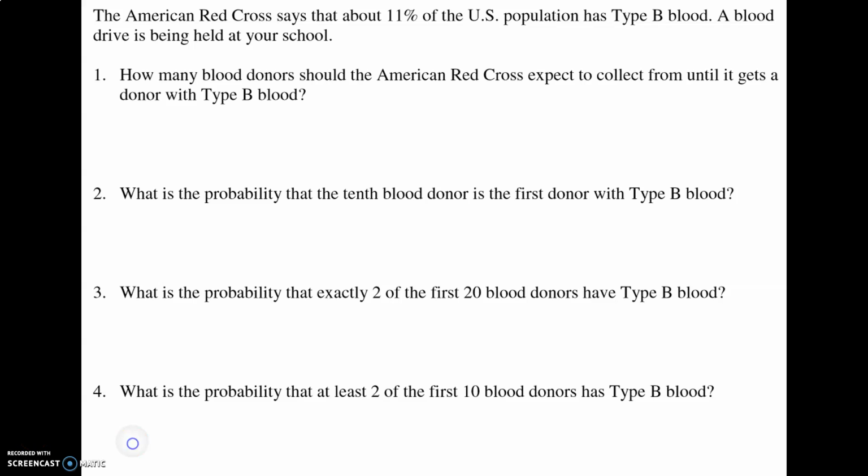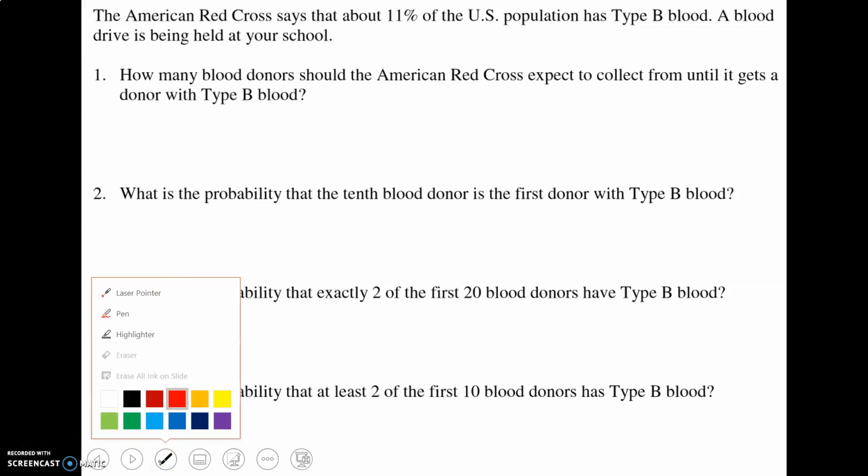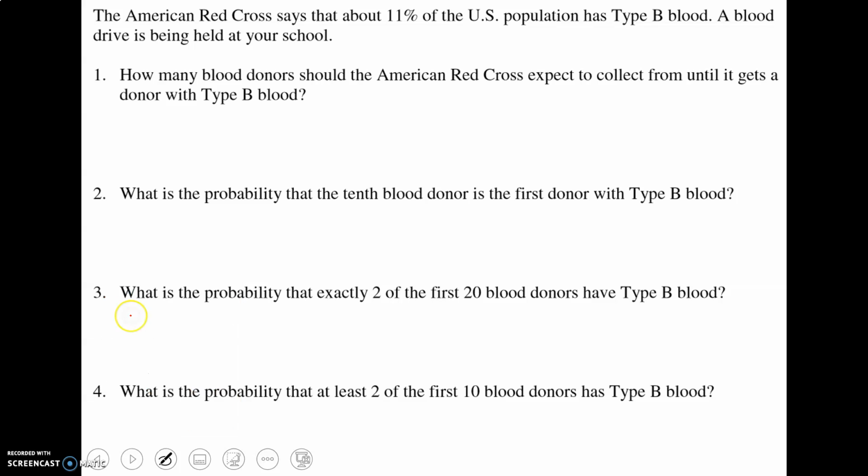Okay, the first question is how. Let's look at this. The American Red Cross says that about 11% of the U.S. population is type B blood. So it looks like my probability of success is 0.11. And x, the random variable x, would be the number of people who have type B blood.